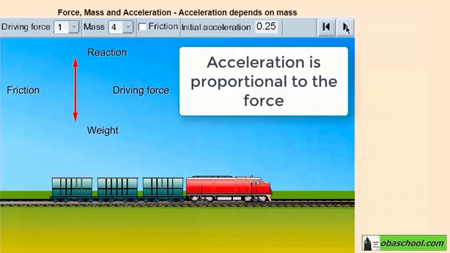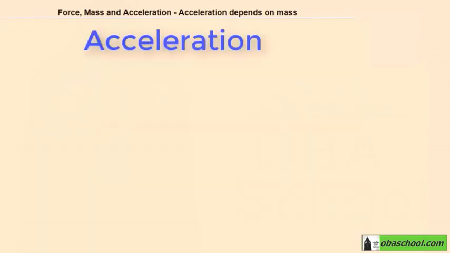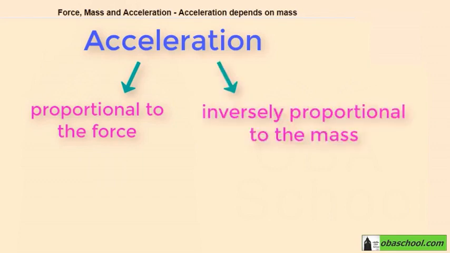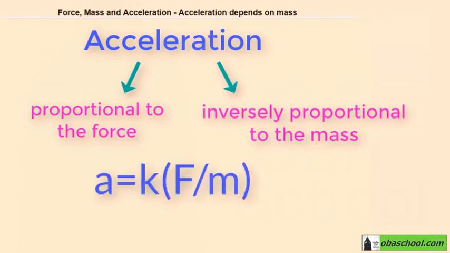And we have noticed that acceleration is proportional to the force. So we learned that acceleration is proportional to the force and it's inversely proportional to the mass. So acceleration a is equal to k multiplied by F divided by m, where k is the proportionality constant, F is the force, since it's directly proportional, and m is the mass, since it's inversely proportional.